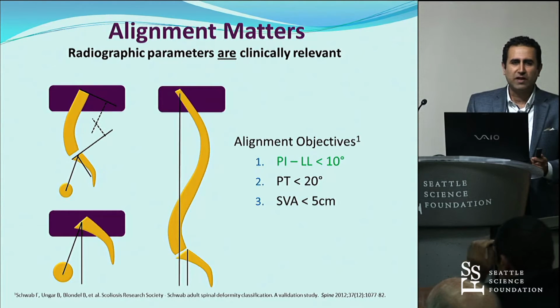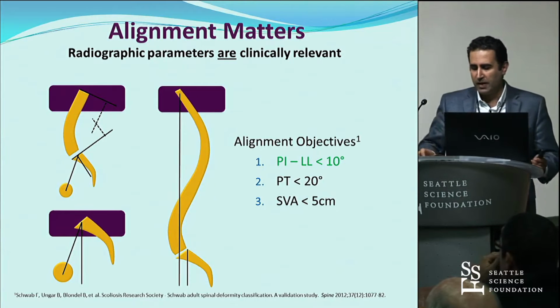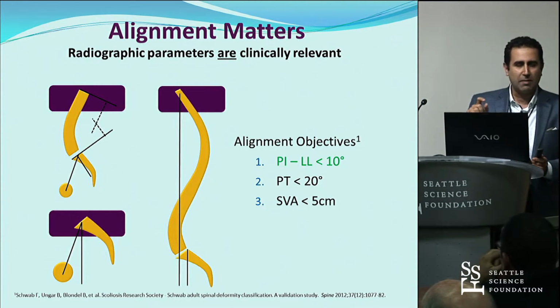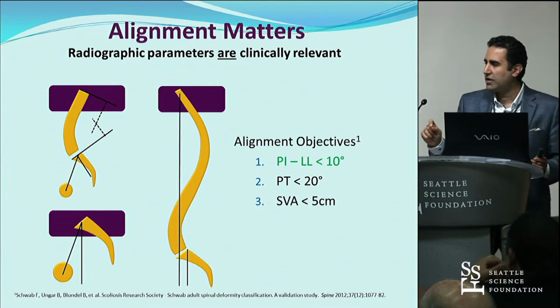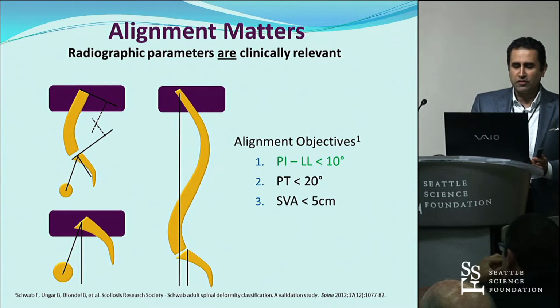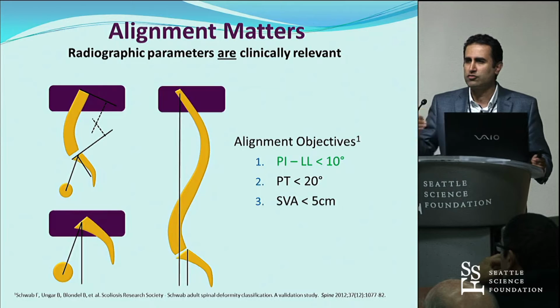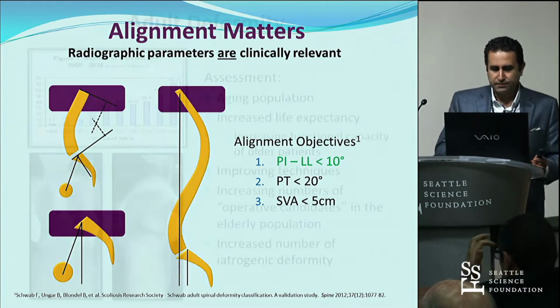The PI is fixed in life past skeletal maturity. And so that is the one parameter that is fixed in this whole equation. But the lumbar lordosis, pelvic tilt, and the SVA are not, and they can be influenced both by compensatory mechanisms and ultimately by the surgery that you provide.